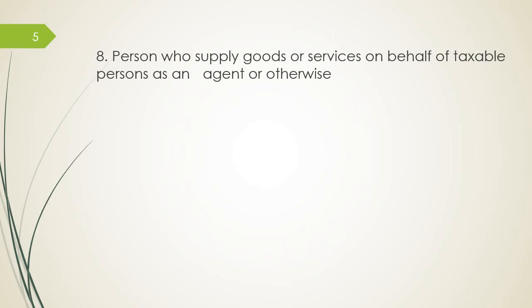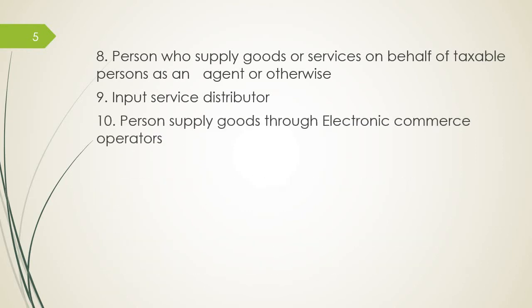So if a person supplies goods and services on behalf of his principal, an agent is supplying goods on behalf of some principal, or a principal is supplying goods on behalf of an agent. So here both the persons have to get registered under GST. Then input service distributors. So if any person is distributing the services, then he has to compulsorily get registration.